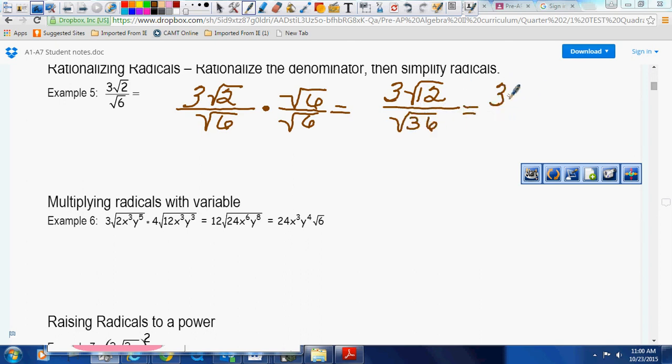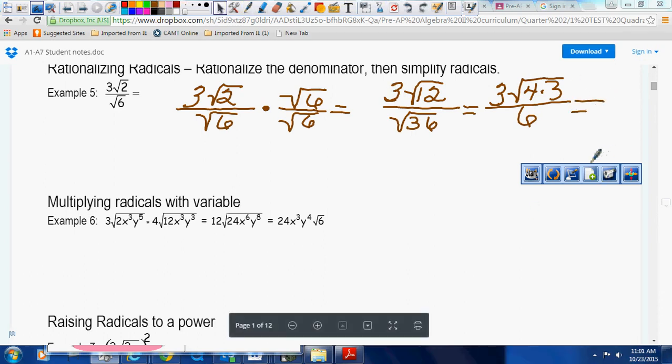And we know that what that really is is 6. And then I'm going to have the square root of 4 times 3 over 6, correct? So what do I know about that 4? That's square root of 4. Trying to get this out of the way here. It's not allowing me.